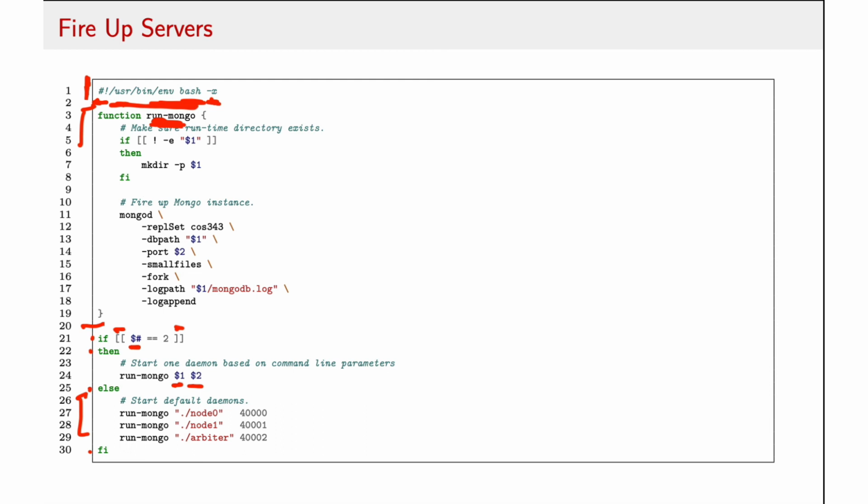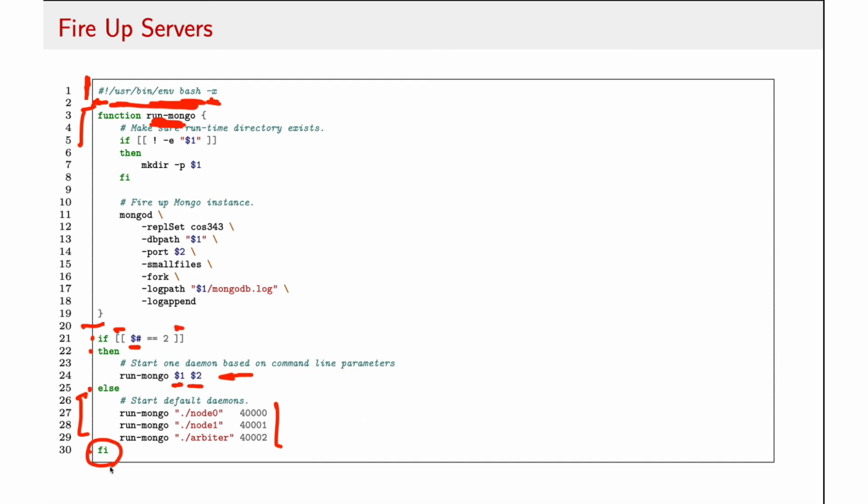So if I want to run an arbitrary MongoDB process, I can pass in the name of that process, as well as the port number that it's going to be listening on. And if I don't want to do that, just fire up my default configuration, I can just type this script's name without any arguments, and it will do this.